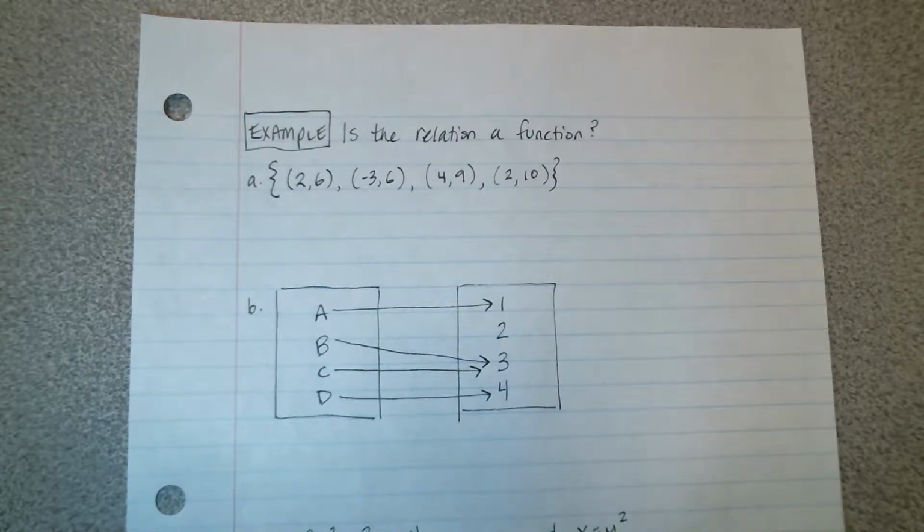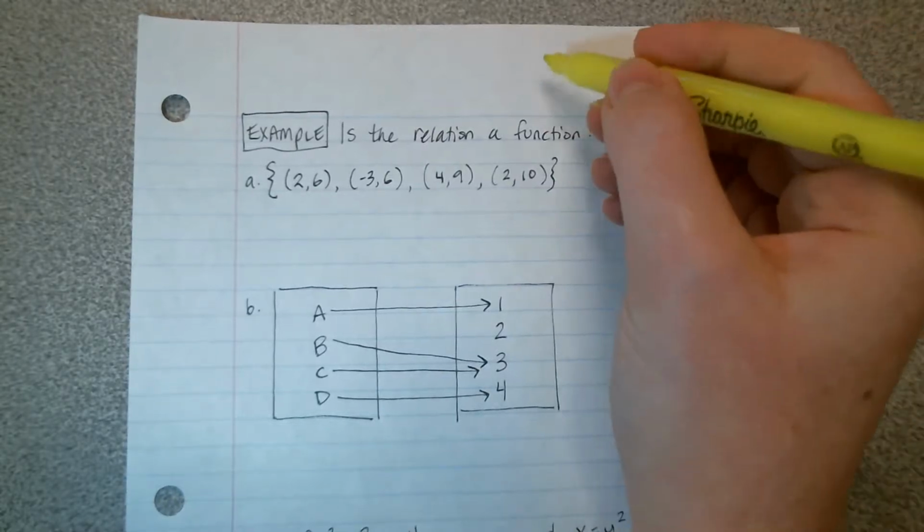In this example, we're going to determine whether or not each of these relations represents a function. So before watching this example video, make sure that you've read the text and you understand the definition of a function and that you already have that written into your notes. So first of all, we need to know that a function takes each input value to exactly only one output value. And that's really the key meaning behind a function.